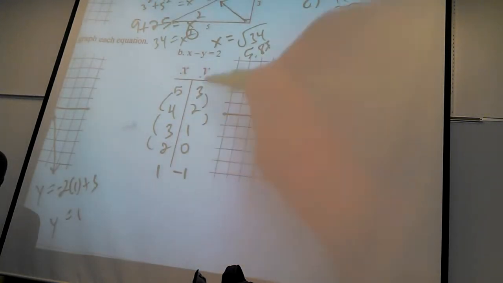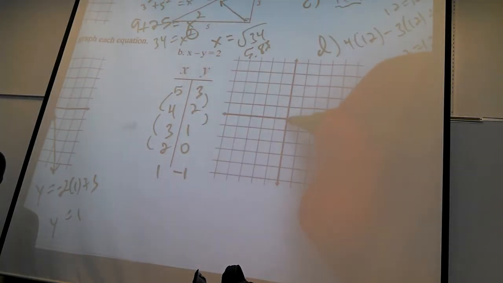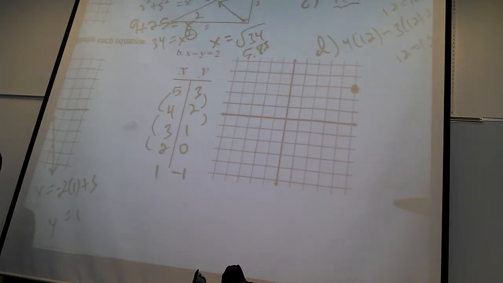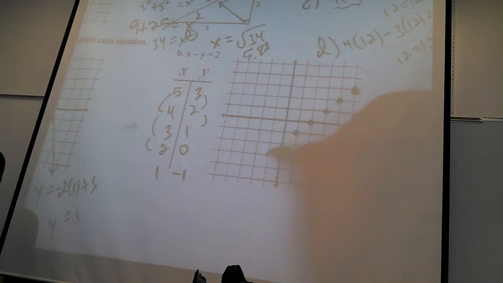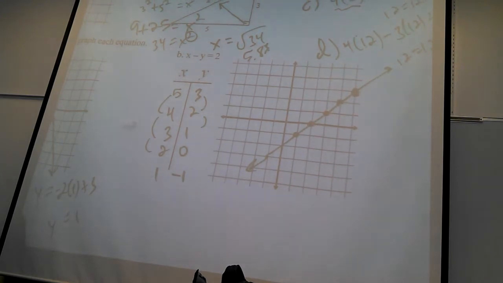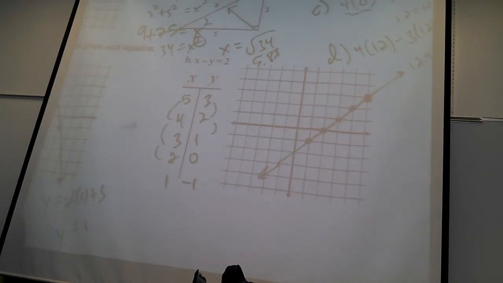So what do I want to graph here? All these would work actually. So if I graph 5, 3, 4, 2, 3, 1, 2, 0, 1, -1. So there's my line. And when I make it, it captures all the other possible answers. So when you make a graph, you're actually giving an infinite number of solutions to an equation. That's kind of neat. Or not.